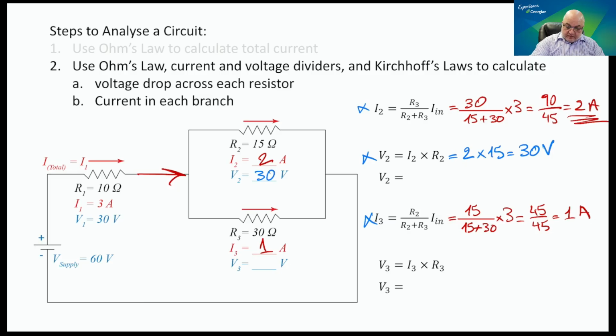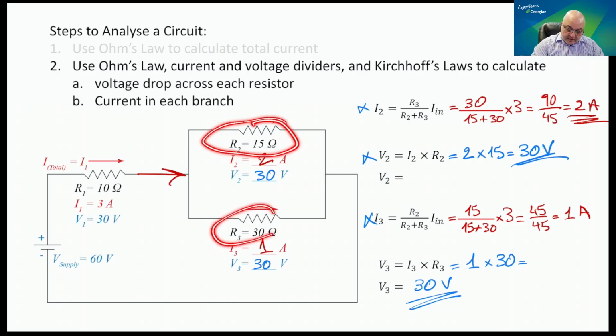Of course, now using Ohm's law, it's going to be easy to calculate V3, which is 1 ampere multiplied by 30 ohms. That's giving us 30 volts. And obviously, we should have known that because we said R2 and R3 are in parallel. Whenever you have two resistors in parallel, the voltage drop across the two should be equal. Whatever V2 is going to be, V3 is as well. So at this point, we have completed our analysis of this circuit.